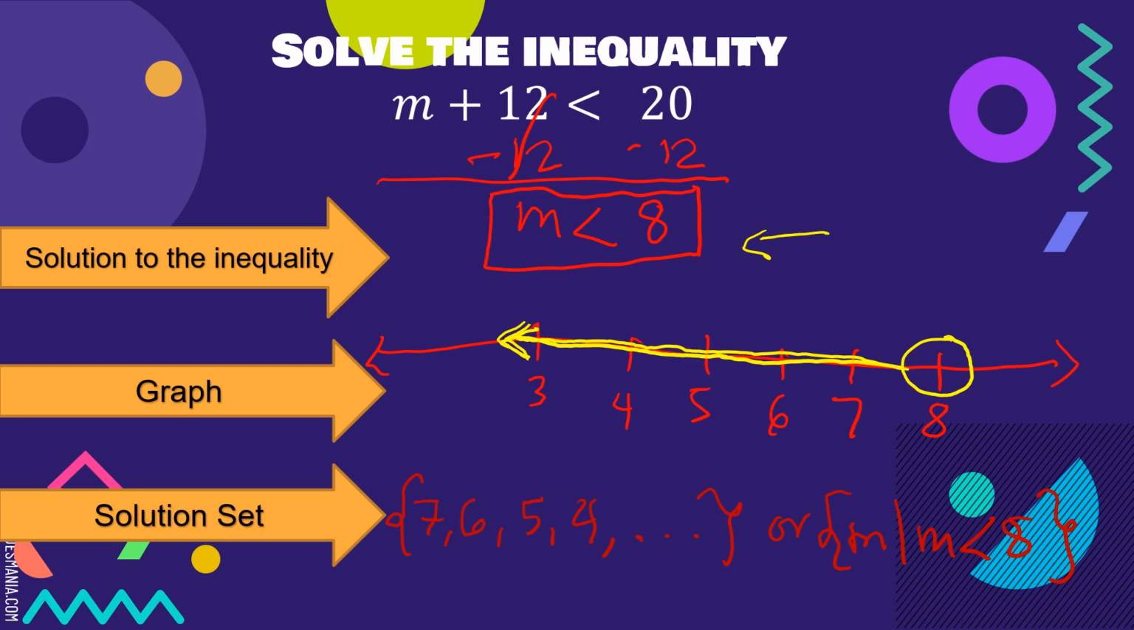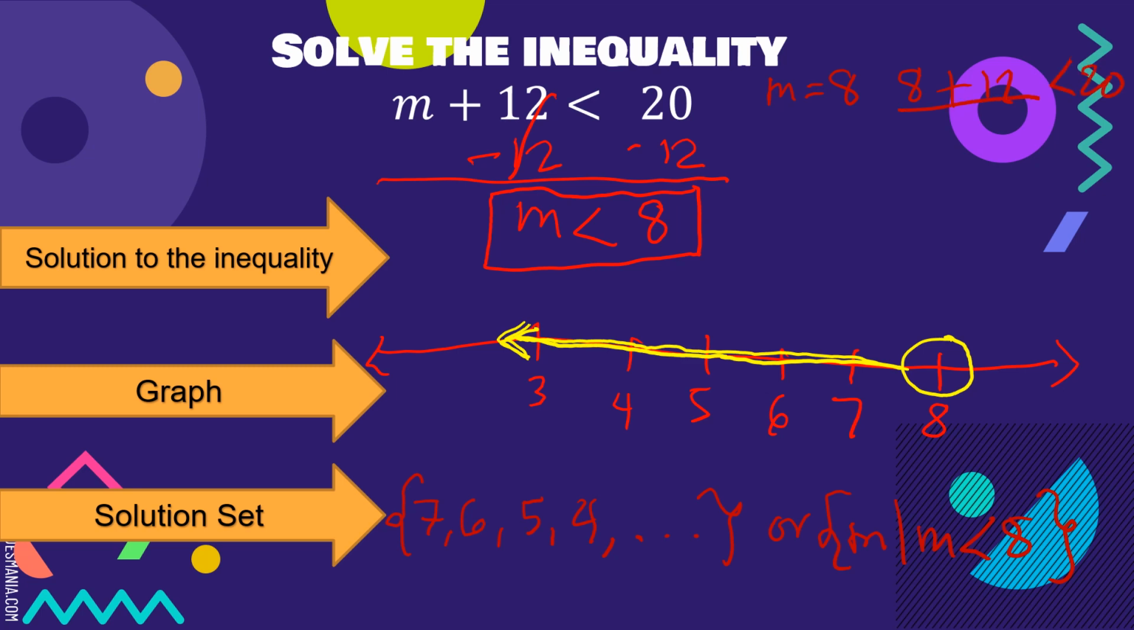At this time, we are going to investigate, is it really true that 8 is not part of the solution set? How are we going to do it? Let us say m is equal to 8. So this 8 will be substituted to the inequality. So we have here m will be 8 plus 12 is less than 20.